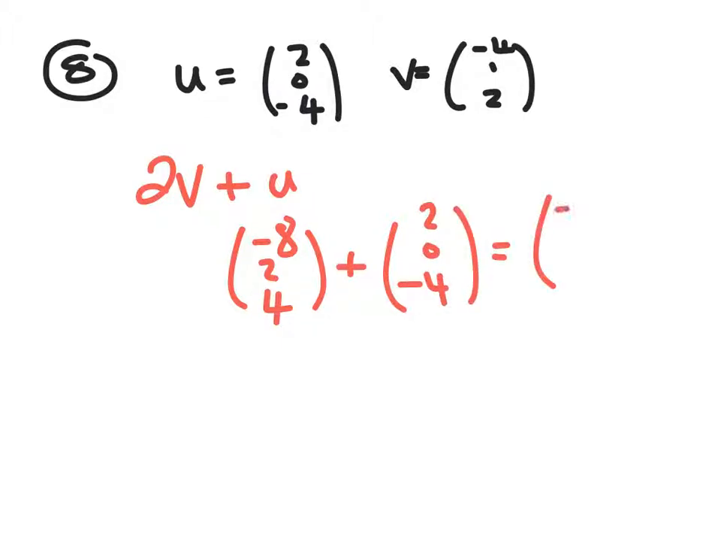Negative 8 add 2 is negative 6. 2 add 0 is 2. And 4 add negative 4 is 0.